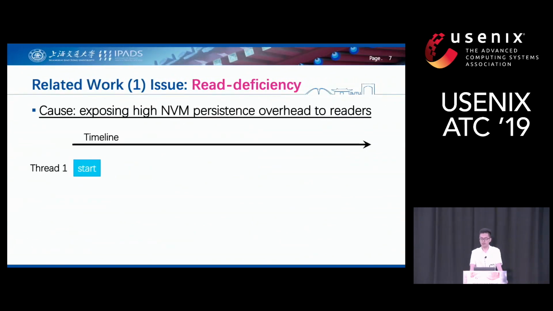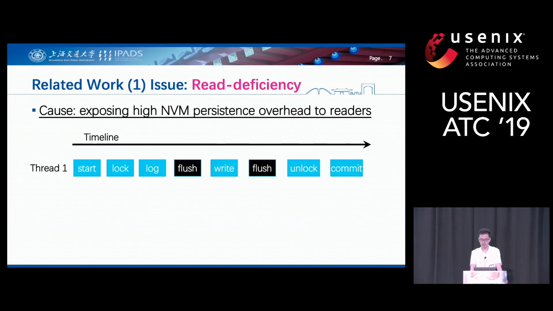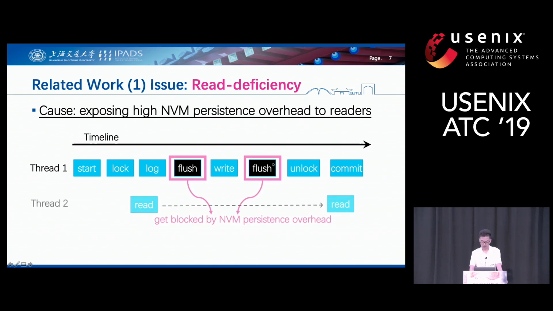The root cause of the read deficiency problem is that such PTM systems expose high NVM persistence overhead to readers. In such systems, to modify an object, a transaction will first lock the object and record the modification log. After flushing the log into NVM, the transaction can update the object. Finally, it will flush the updates into NVM and release the lock of the object. However, this may block concurrent reader operations on the same object. This long blocking duration may become a severe performance bottleneck due to the amplified persistence overhead incurred by the high write latency of NVM.